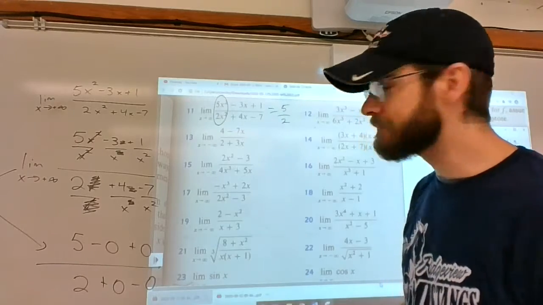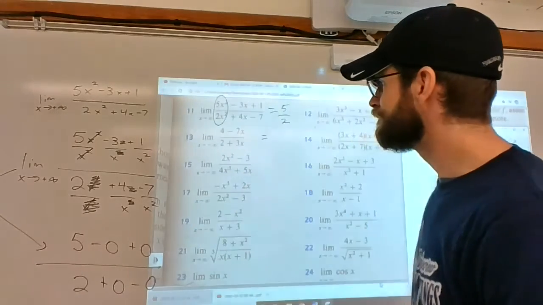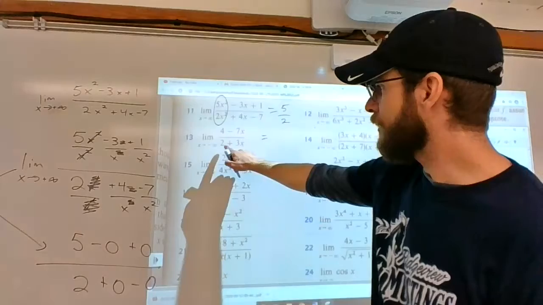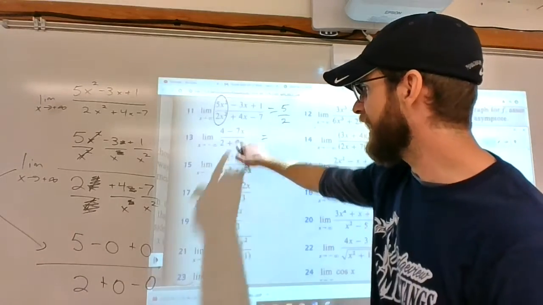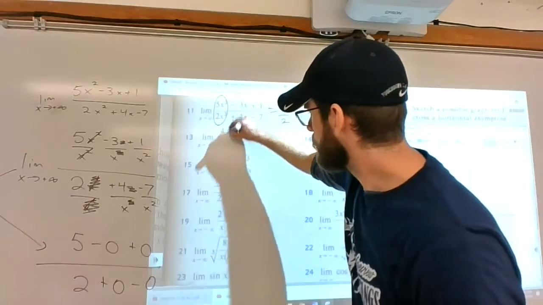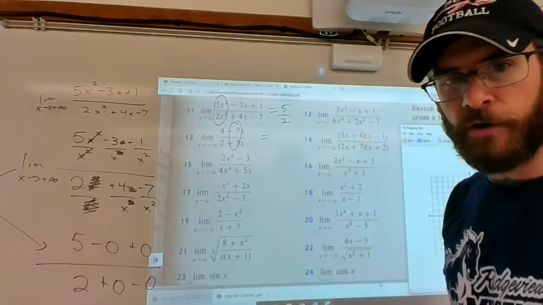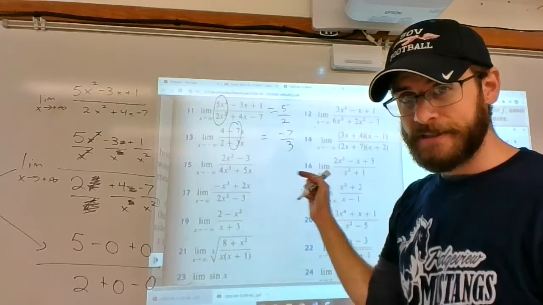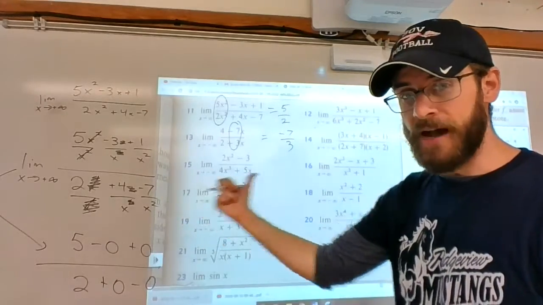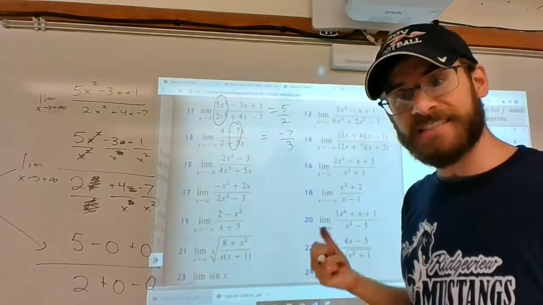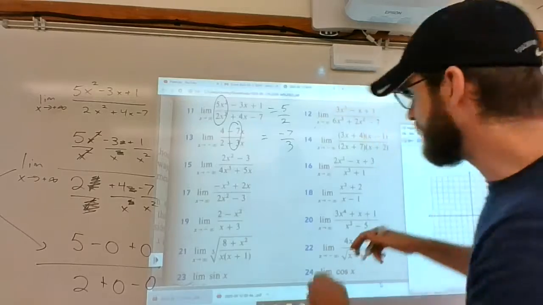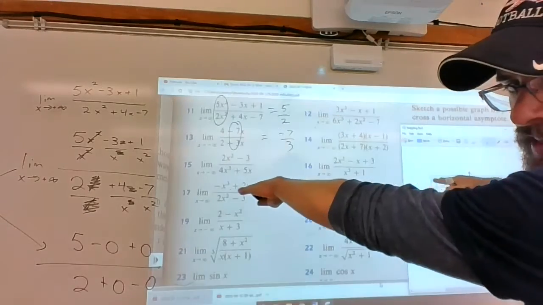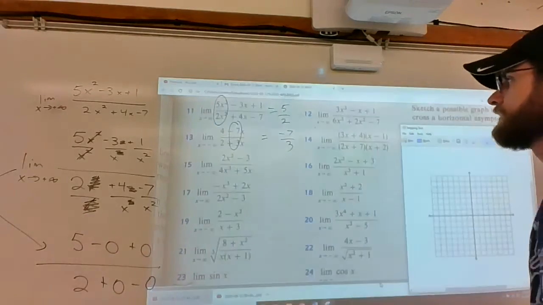So look at number 13. The biggest power on the bottom is x. The biggest power on the top is x. Negative 7/3 is their coefficient. The limit as x approaches negative infinity versus positive infinity is going to be the same thing, because that's what a horizontal asymptote does. It levels things out at the asymptote and doesn't change things.